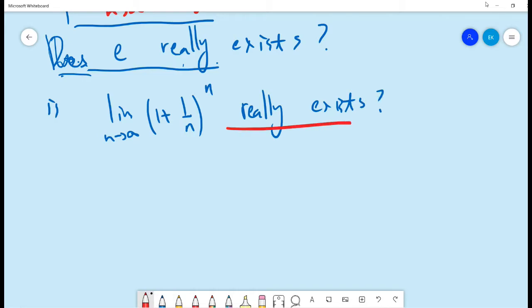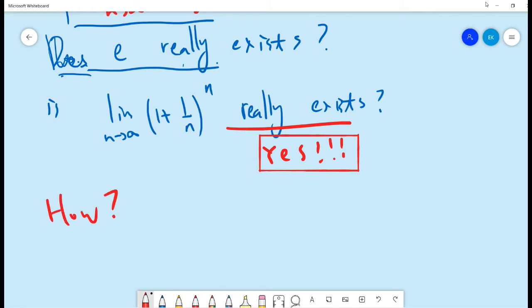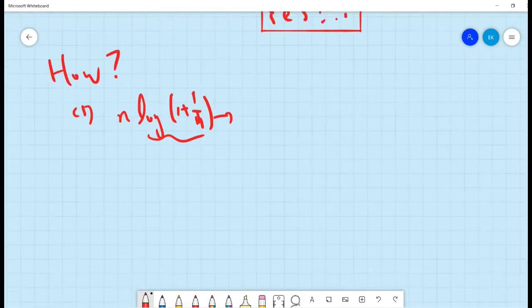So the answer definitely is yes, right? The answer must be yes. But how? How do you show this limit definitely exists? Some people will say you can take the log, take 1 over n, take the log, and use L'Hopital's rule. Basically, this is somehow the illegal way.